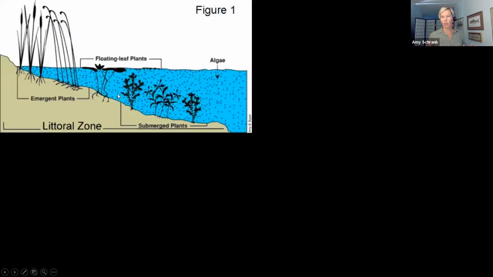We think of this in a linear pattern, right? We might look at this diagram where we see emergent plants in the shallow. Next, we have floating leaf plants, so things like lily pads, and then submerged plants that are fully underwater. And this composes the littoral zone. So the littoral zone is just the area of a lake where the sun reaches the bottom, which allows plants to grow.